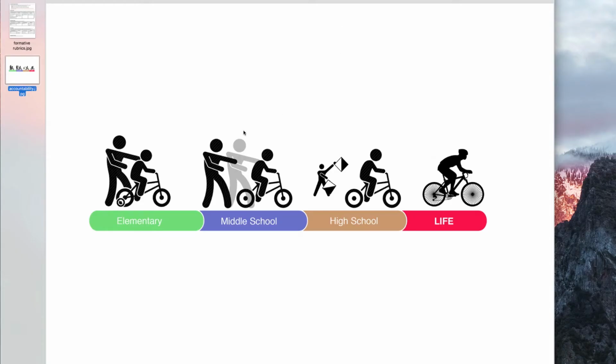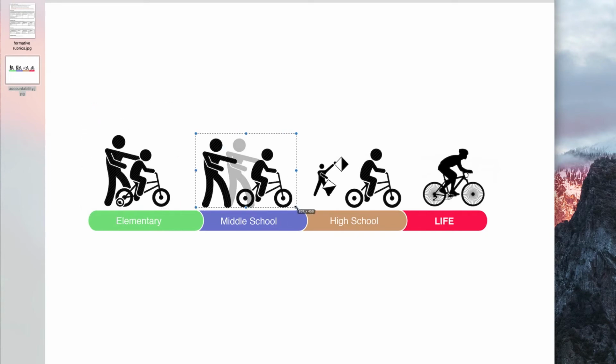So in general, this is the progression of student ownership throughout their educational career. Now, our goal in high school is to transition you into life and into college, meaning independence is a major factor. So if we start in elementary school, mostly everything is reinforced. You see the student has training wheels on so they cannot fall over. The teacher has their hand on the student to guide them.